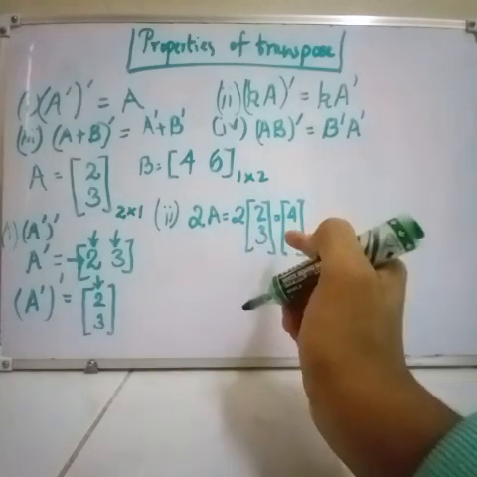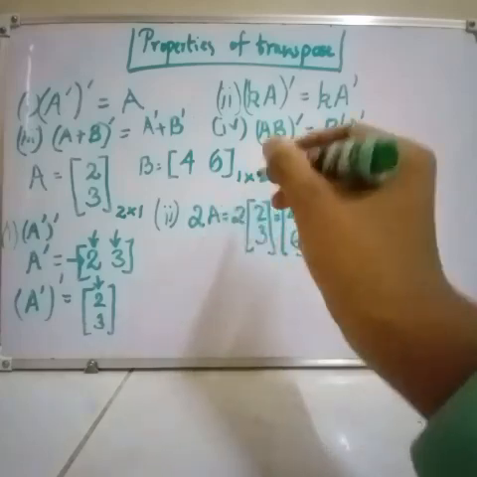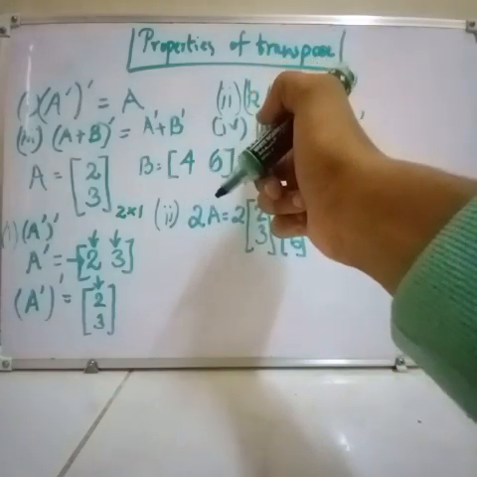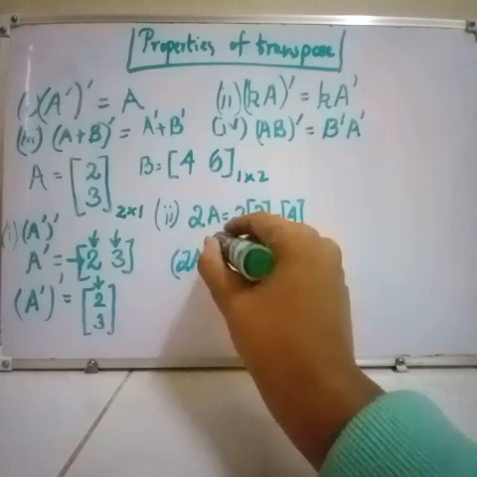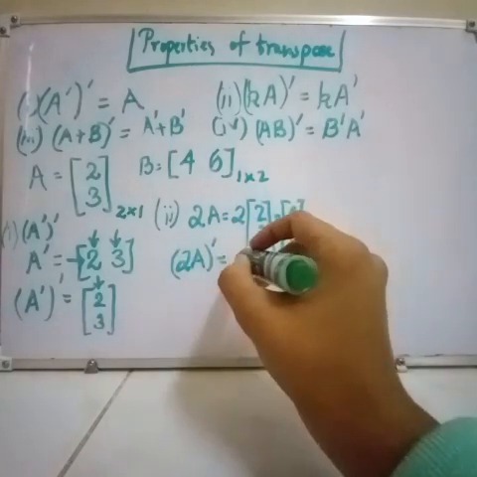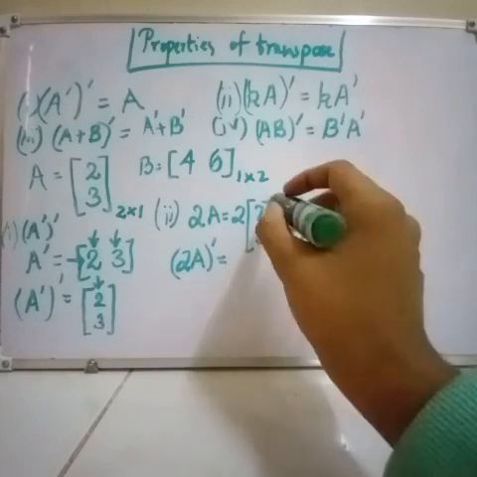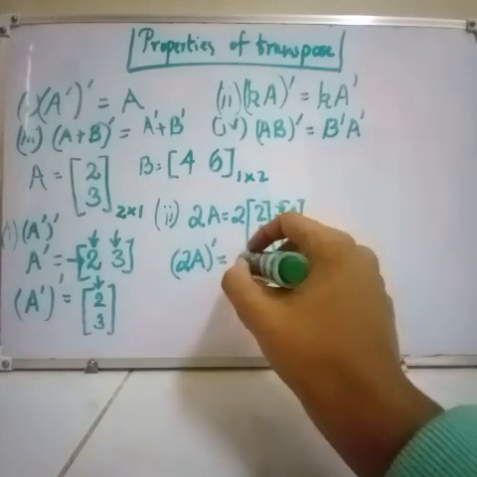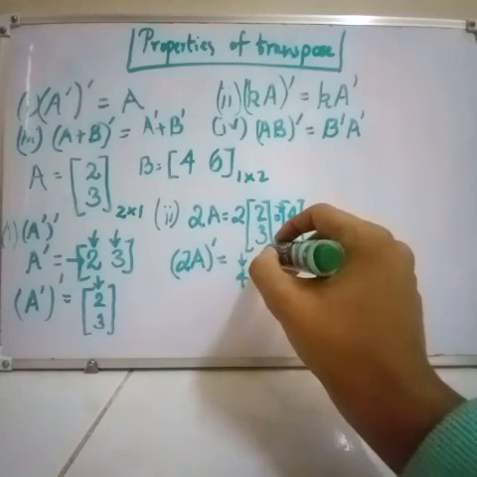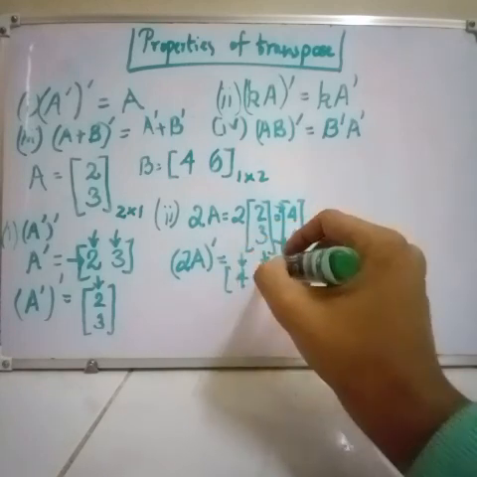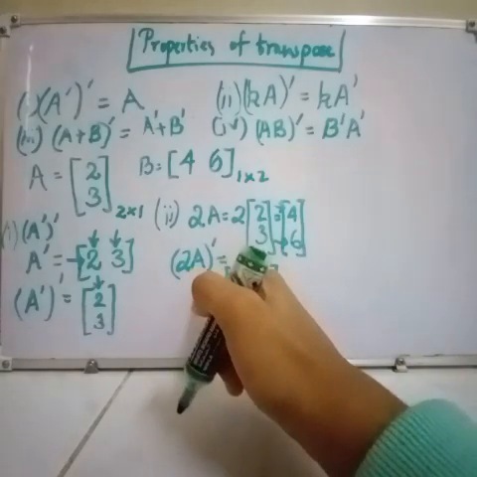Now we have to do the transpose of kA, the whole dash. (2A)' will be equal to the element of the row replaced by the element of the column, 4, and the element of the second row replaced by the element of the second column. So this is our (2A)'.